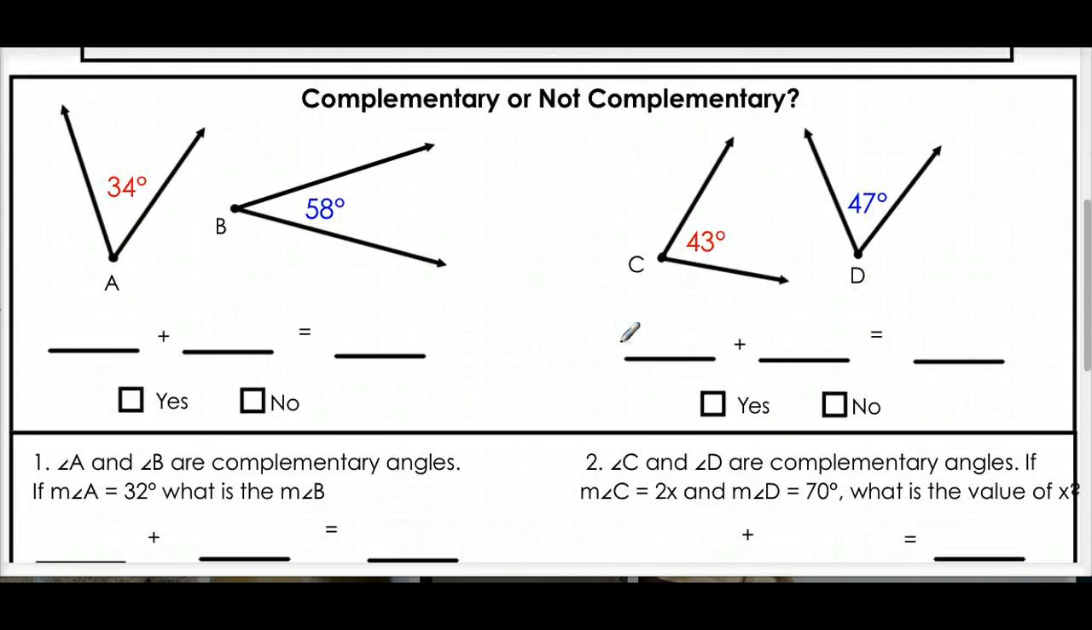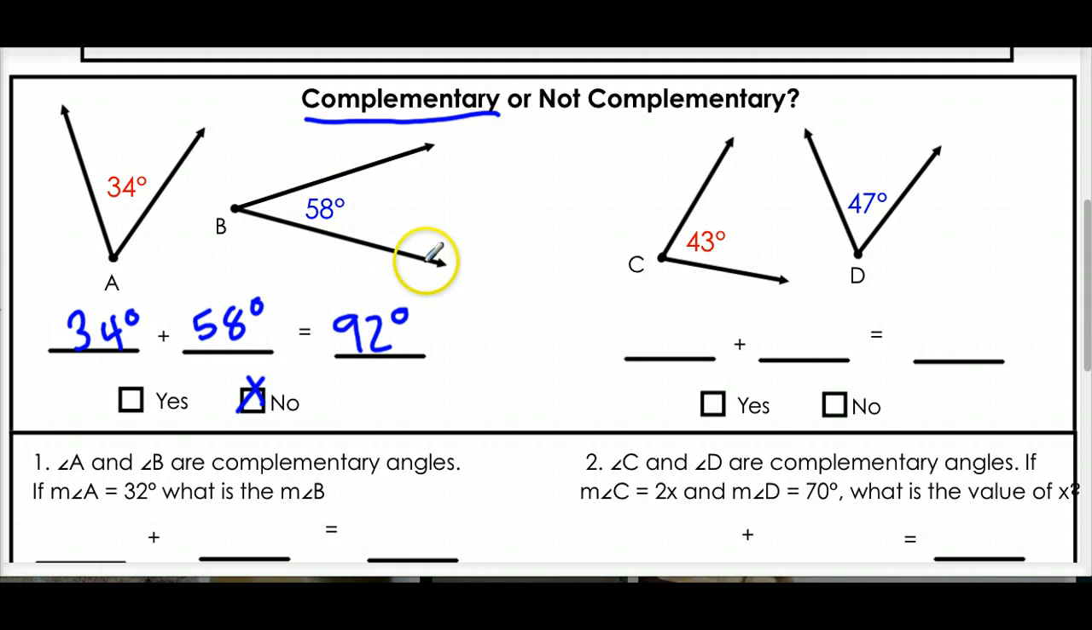So let's take a look at these angles. Let's see if they're complementary or not complementary. Angle A is 34 degrees, and angle B is 58 degrees. When I add these two up, I put it in the calculator, and I get 92 degrees. Are those complementary angles? No. They've got to be 90, right? So, sorry, you didn't pass the test, angles.